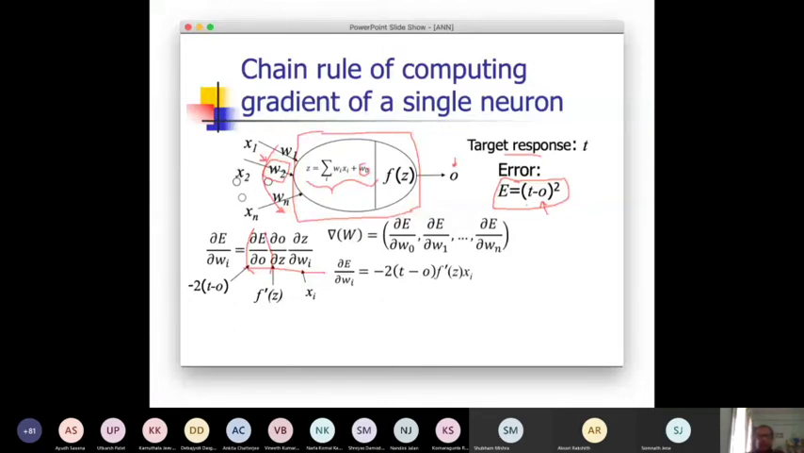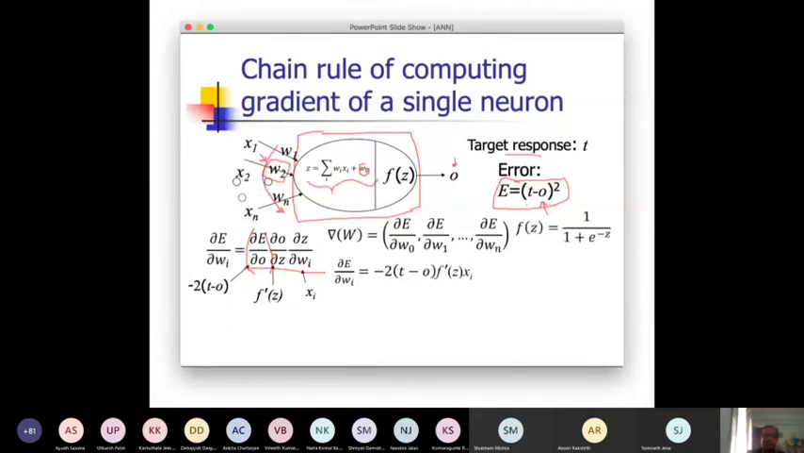So I do not require that kind of empirical simulation that perturbs the weight, checks the functional values, and takes the different ratios. No, we are not doing that. We are simply computing all these functional values at that point. We know the value of T, and we know the value of O because I can compute this. We know the value of f prime Z because I can compute Z and I have the functional form of f prime Z. We know the value of Xi because that is given as an input. So we can compute the partial derivative of E with respect to Wi directly. This is what the chain rule gives you.